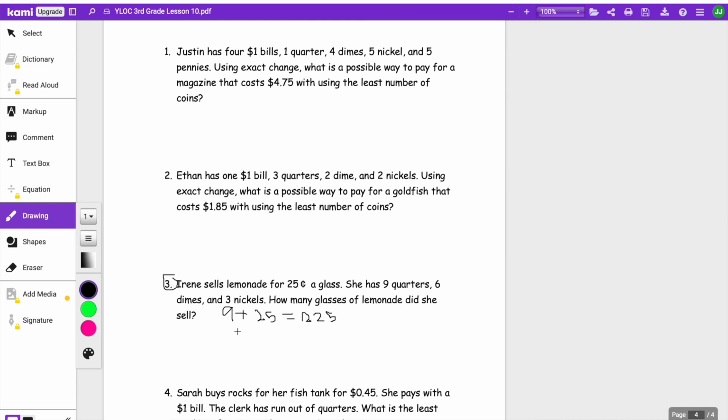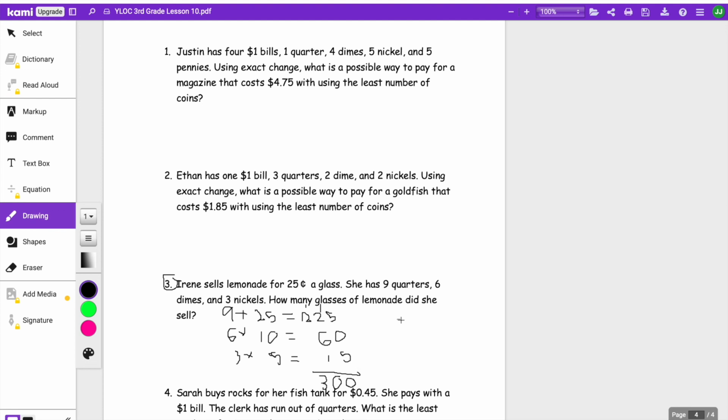And then 6 dimes times 10 cents is equal to 60 cents. And 3 nickels times 5 cents is equal to 15 cents. And now you're going to want to add all these up. 5 plus 0 plus 5 is 10. Put this one up here. 6 plus 2 plus 1 plus 1, that would be 10. Then add 1 here. So 2 plus 1 is 3. So your answer is 300.